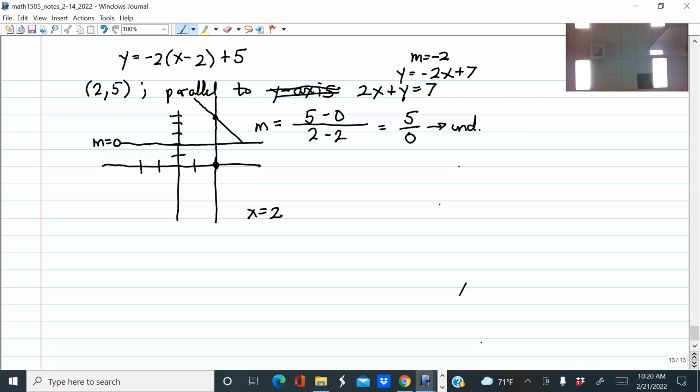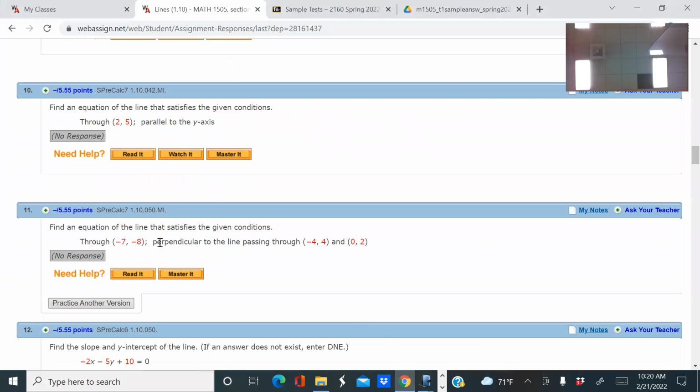Let's see now, what was the second question, which is going to be very similar? We want a line that passes through this point, all right? So we're just given a point, but now we want it perpendicular to a line that passes through these other 2 points, minus 4, 4, and 0 and 2. Okay, and now you just have to remember the relationship between the slopes of perpendicular lines, right? Which is, as we proved in class, right? Those slopes are negative reciprocals of one another. Parallel lines have equal slopes, but perpendicular lines have negative reciprocal slopes.